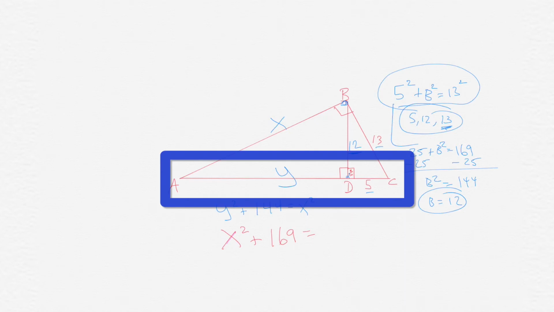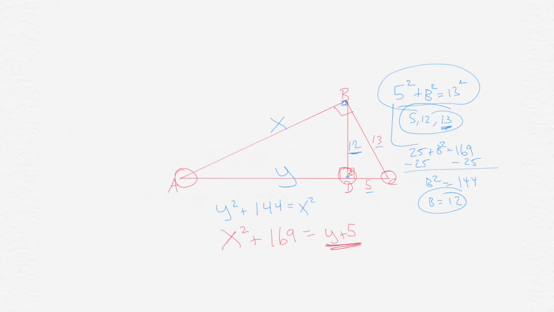And this is where it gets tricky. The hypotenuse of the big right triangle is Y plus 5 because from A to D is Y and from D to C is 5. So the hypotenuse is Y plus 5. And of course it's squared, right? Because it's A squared plus B squared equals C squared. We have 2 more equations. We have Y squared plus 144 equals X squared, and we have X squared plus 169 equals Y plus 5 squared. Because we have the X squared there, we might as well just substitute Y squared plus 144 every time we see X squared. So let's go up here and do that.